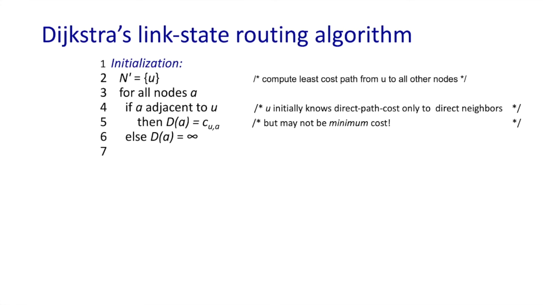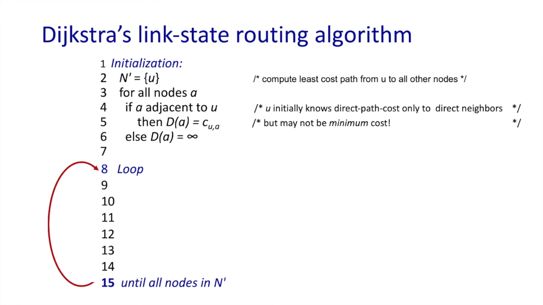Now let's take a look at the pseudocode for Dijkstra's link state routing algorithm. The easy part is the initialization. What we're going to do is initialize N prime. Remember, N prime is the set of nodes whose least cost paths are known from the source node U. We're going to initialize N prime to just contain the source node U. And for all other nodes A within the network, if A is directly attached to U, then D sub A is going to just equal that one-hop cost, the cost from node U to A. Otherwise, D sub A is going to be infinity. Okay, that's the initialization. Easy enough.